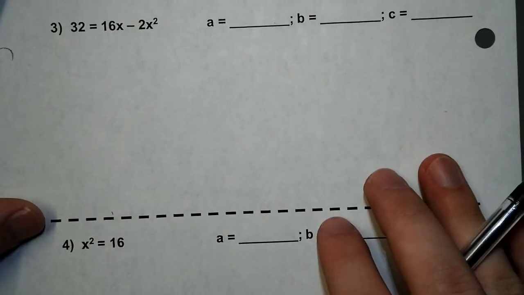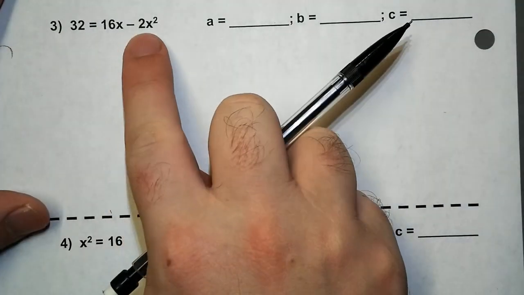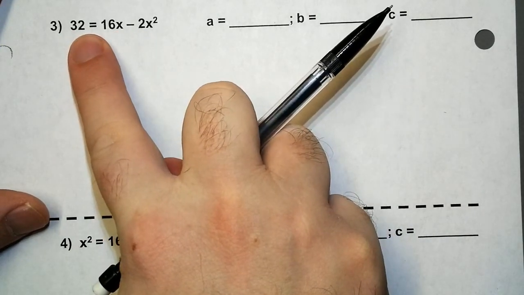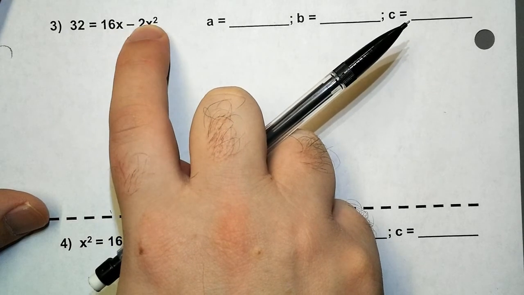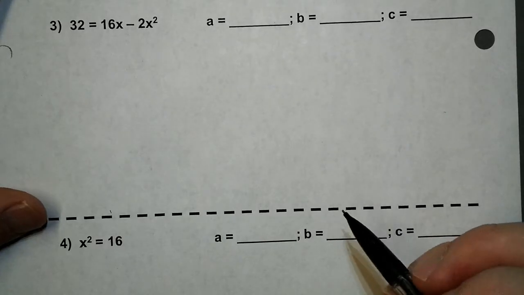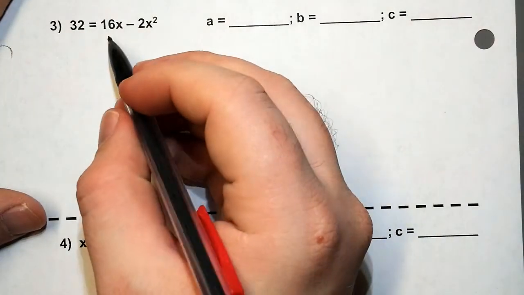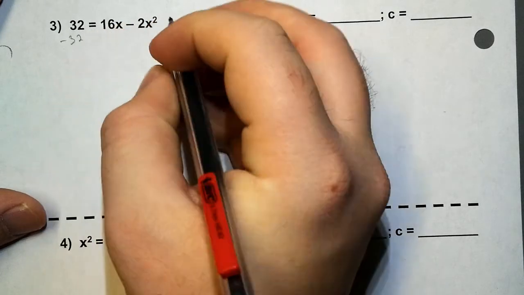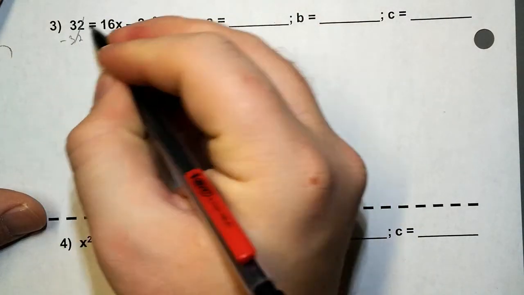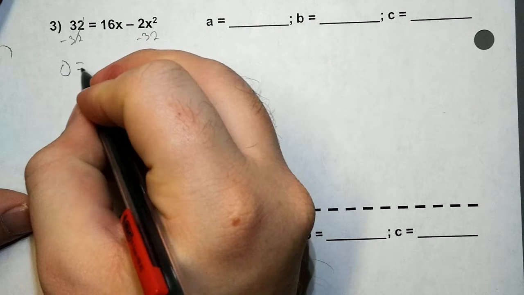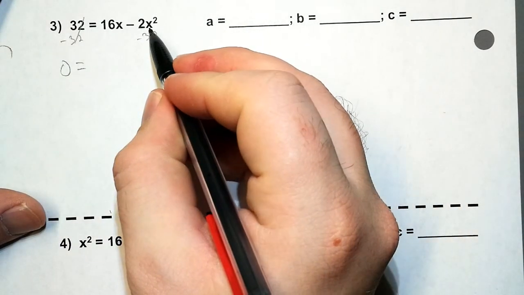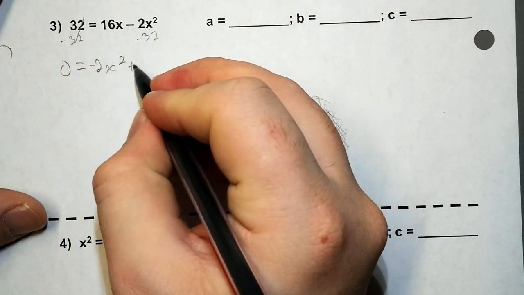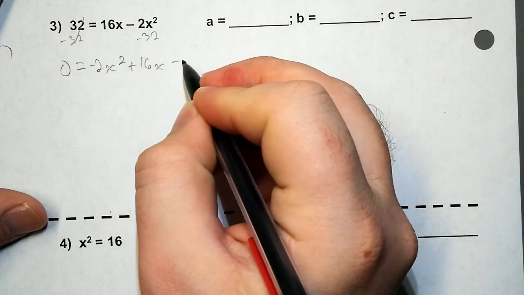Now, number 3 is written a little different. We've got negative 2x squared, we've got a 16x, and we've got 32 over here. Doesn't matter which way you go, but you need to have everything on the same side with 0. So here's what I'm going to do. I'm going to move the 32 over. So I'm going to subtract 32. It doesn't combine with anything, so I get 0 equals. And now we're just going to put our x squared first. So negative 2x squared. This is positive 16x. And that's going to be minus 32.